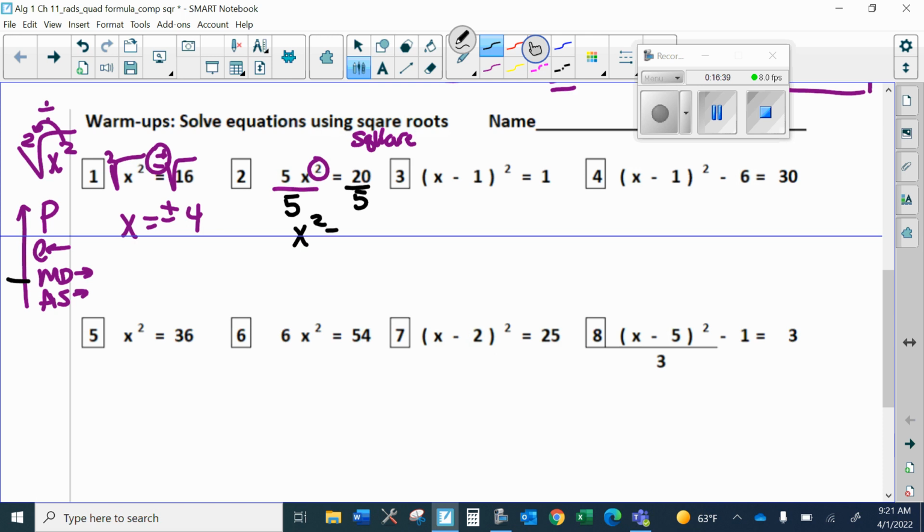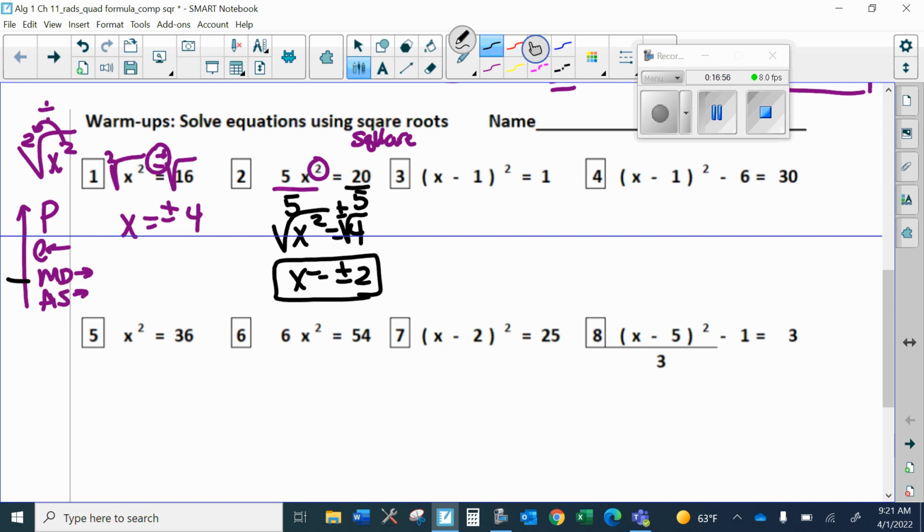Now I'm down to x squared equals 4. Well, you should be able to do that in your head. What number squared gives you 4, and that's plus and minus 2. Which of course I could show work like this, plus or minus. That gives me my plus or minus 2 right there.